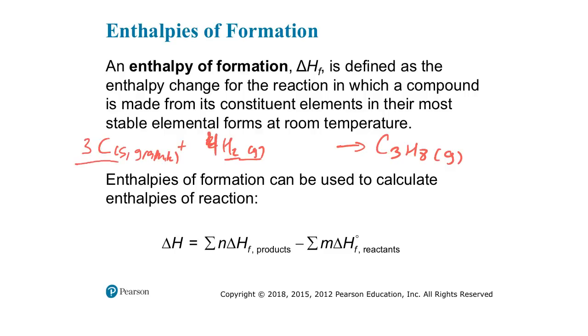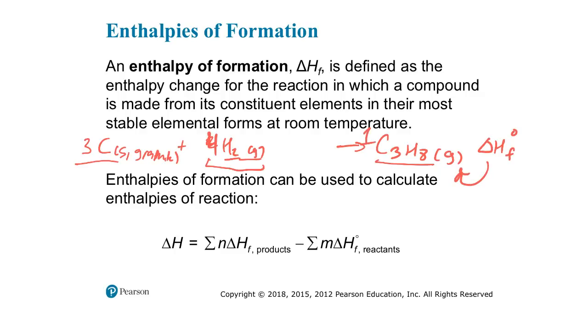So take 3 moles of carbon solid in the form of graphite. Diamond is another form of carbon that's just a little bit higher in energy, a little bit less stable. And then H2 is the most stable form of hydrogen. Add those up to get the product. The delta H of this reaction is defined to be the enthalpy of formation of the compound.